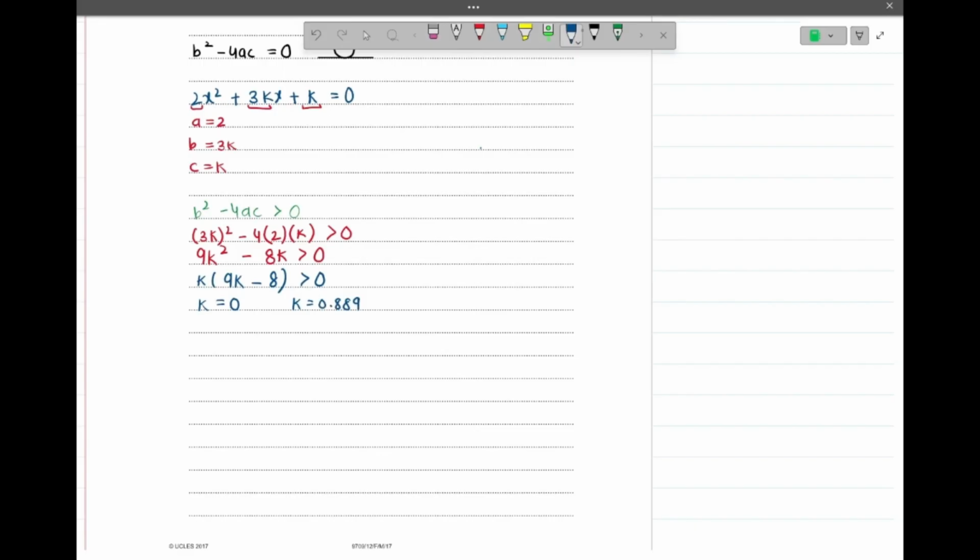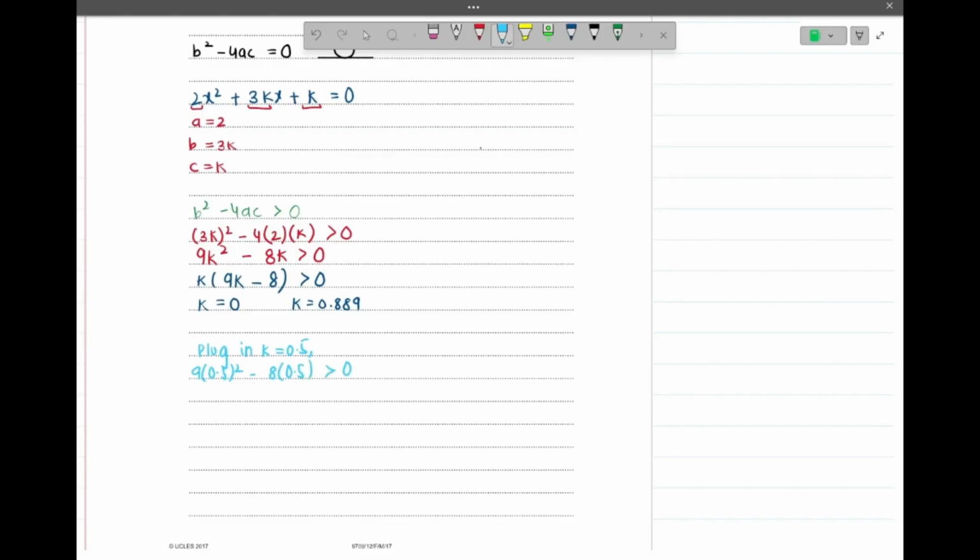Three significant figures. So the thing over here is that the way you solve a quadratic inequality is that you can take any value that is coming between your two roots. Let's say I could take 0.5. So if I take 0.5, plug in k is equal to 0.5, that's going to be 9 times 0.5 squared minus 8 into 0.5 greater than 0.